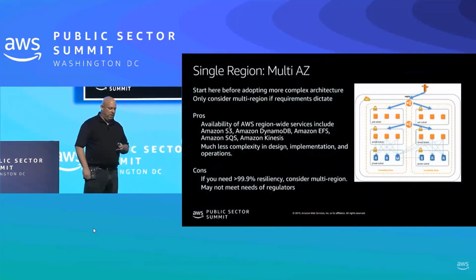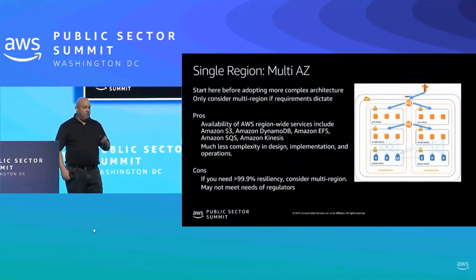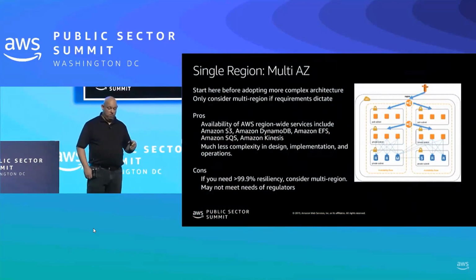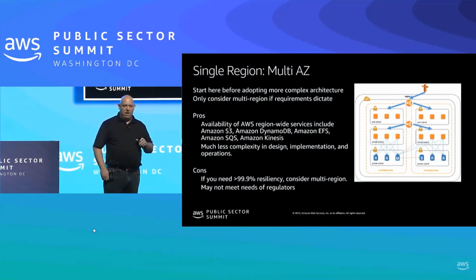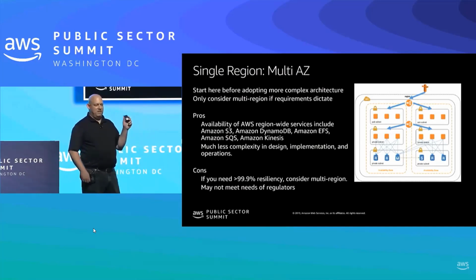So let's start with the first one. Following Gall's law, we're going to start simple, and this would be the single region multi-AZ. Hopefully this is where folks start when they go to the cloud, but it depends on whether they're building a cloud native app or moving something in that's capable of running in multiple AZs. But this is a great start.